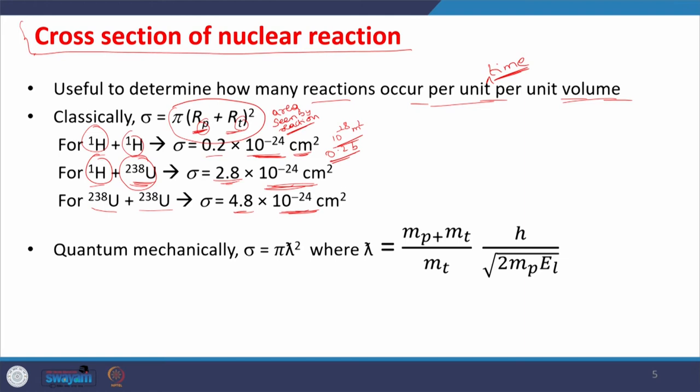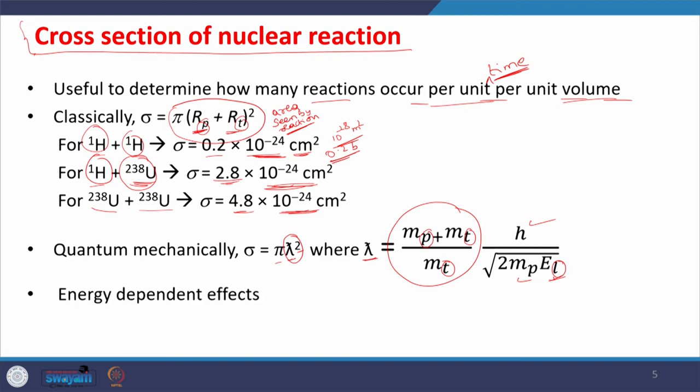So one has to go for a quantum mechanical treatment, and quantum mechanically, how do we calculate the cross section? What are the parameters that come into the picture? This is the relation for calculation of the cross section of a nuclear reaction based on quantum mechanical treatment: pi times the square of the reduced wavelength, where the reduced wavelength is given by the mass of the projectile plus mass of the target divided by mass of the target. Basically, it gives some kind of reduced mass. Finally, it gives me the reduced wavelength, with Planck's constant, mass of the projectile and energy value. And what is this L? I will discuss in future. This is a general description of the quantum mechanical treatment to express the cross section of a nuclear reaction.